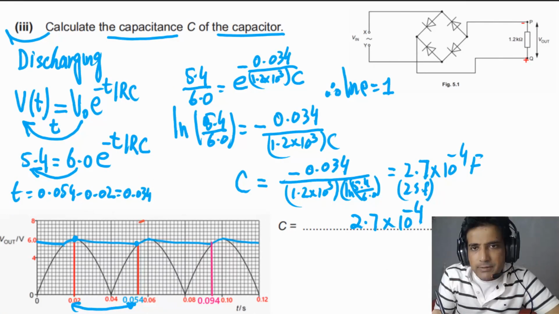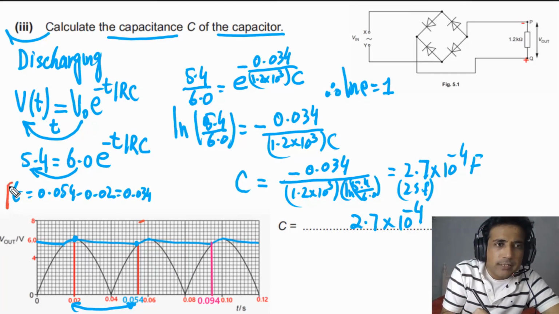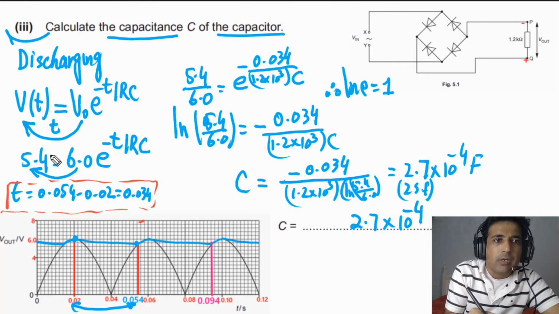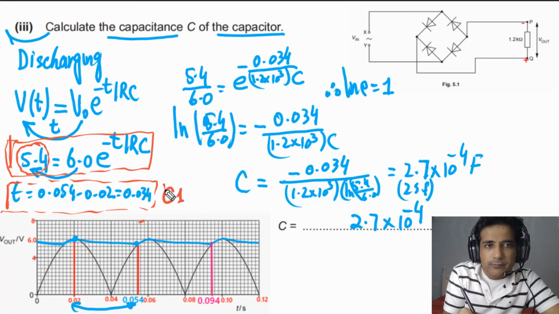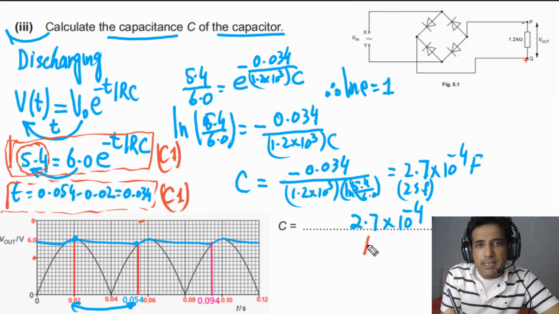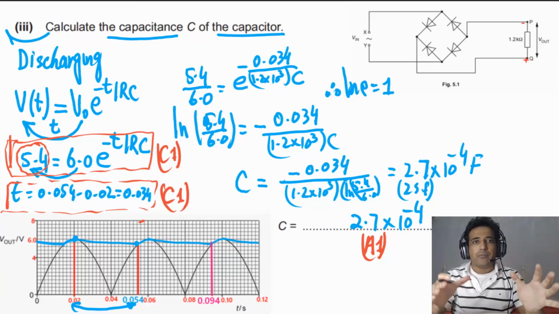This question has 3 marks. The first mark you will get if you have got the right value of discharging time, or the right value of minimum voltage across the capacitor. The second mark you will get if you have used this formula and plugged in values. So this one is the first C mark and this one is the second C mark. The last mark is the answer mark. If you have got the right answer, you will get this mark. This is how marks will be awarded for this question.